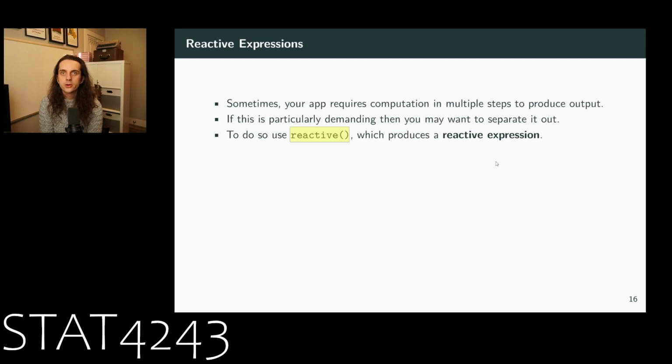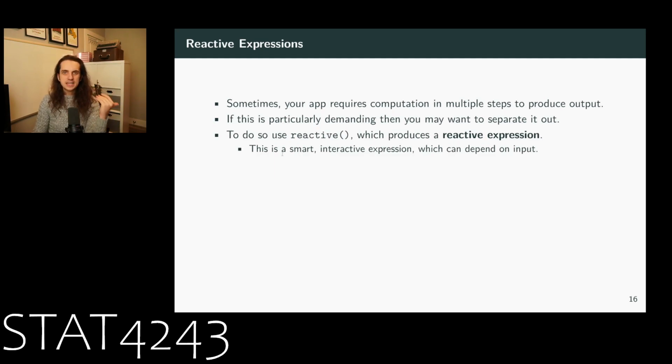And so essentially what we're going to do is define a variable based on this reactive call, and that variable is going to be reactive in the same way that the render functions are reactive, right? So it's going to update its value whenever it needs to, and then anywhere that you use it is also going to update when it changes.